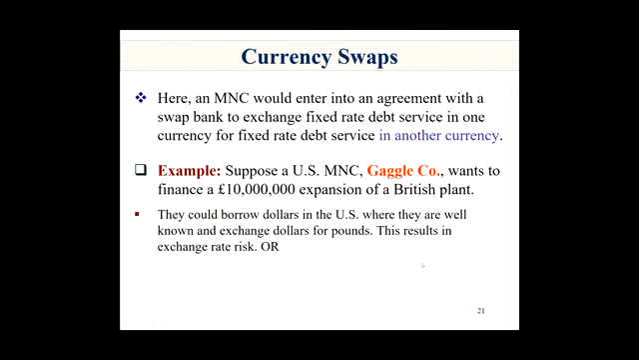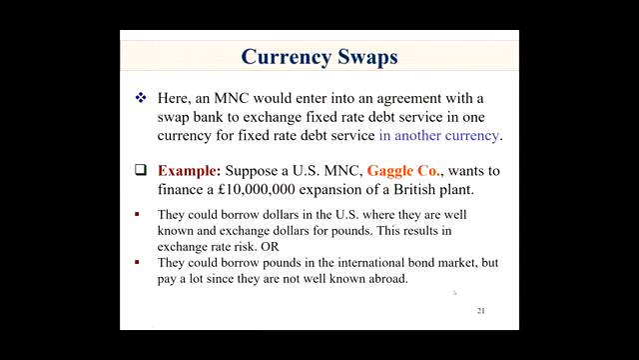What's the advantage here? The advantage is that in the US, they're a US company, so they might be able to get a better deal from the US banks, right? It's going to be easier for them to raise money in the US. What's the disadvantage? They're going to have to convert to pounds. And if this is a longer term project, there's exchange rate risk there. Okay?